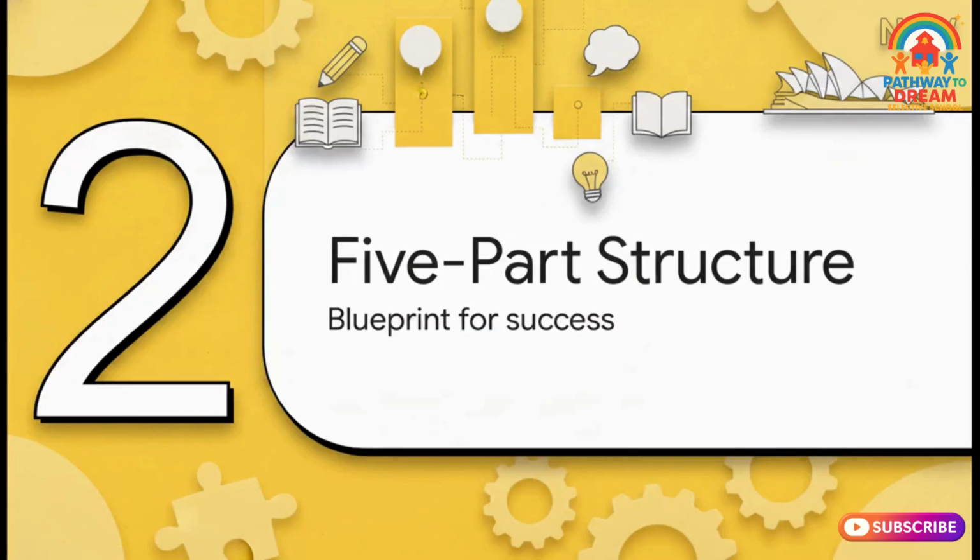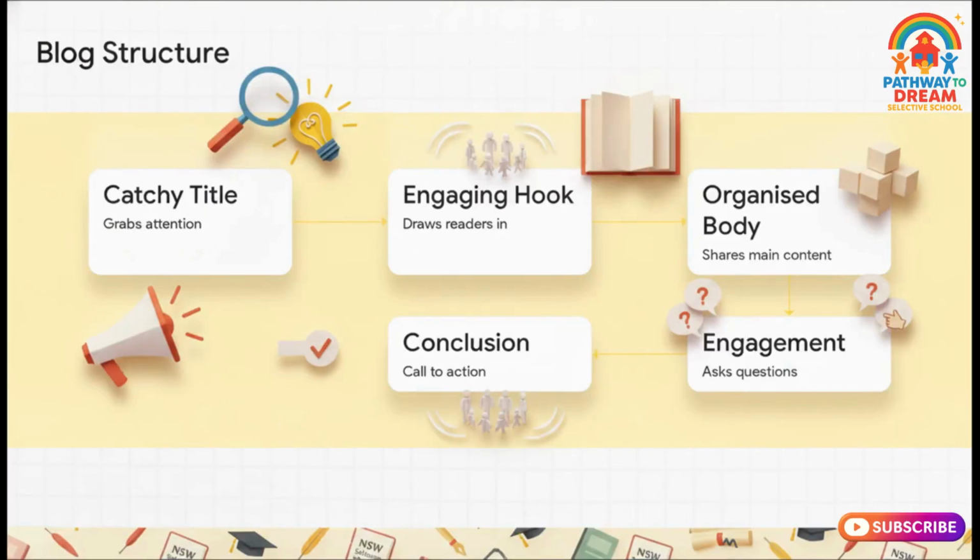Moving on to Section 2, the 5-part structure. This is the structural scaffolding that will help your child build a solid response every single time. All right, this right here is your child's blueprint for success, a brilliantly simple 5-part formula. Step 1, every blog needs a catchy title. A short, interesting headline that grabs attention right away.